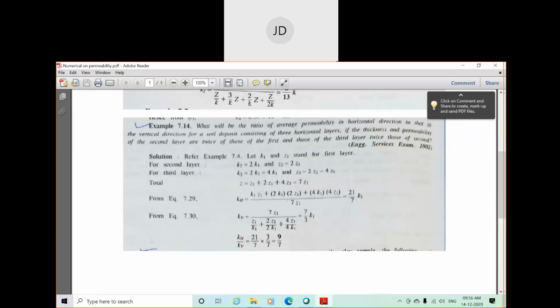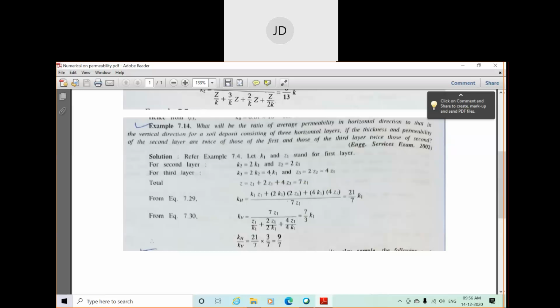Now, again, the second case: those of the third layer are twice of those of the second layer. That means the coefficient of permeability of the third layer is twice the coefficient of permeability of the second layer. That is twice K2. Now just put the value of K2. What is the value of K2? Twice K1. So simply you will multiply 2 into 2, that is 4K1. Same way for thickness also.